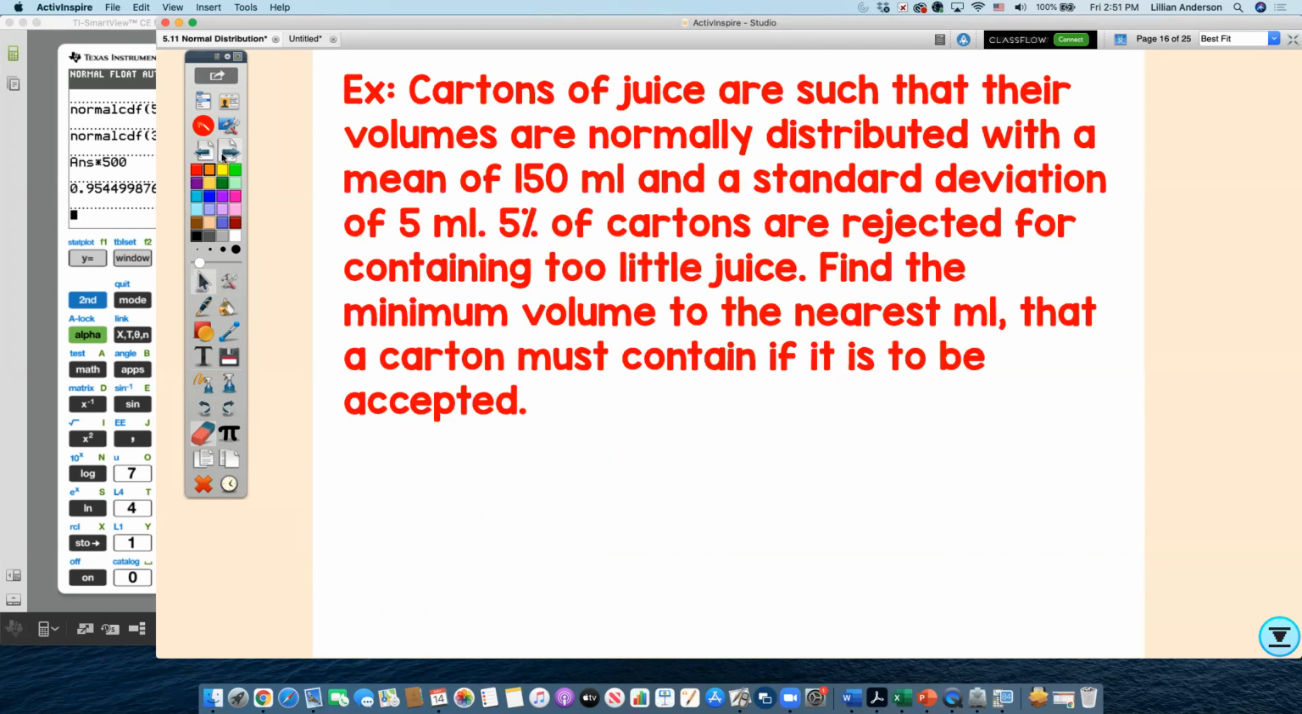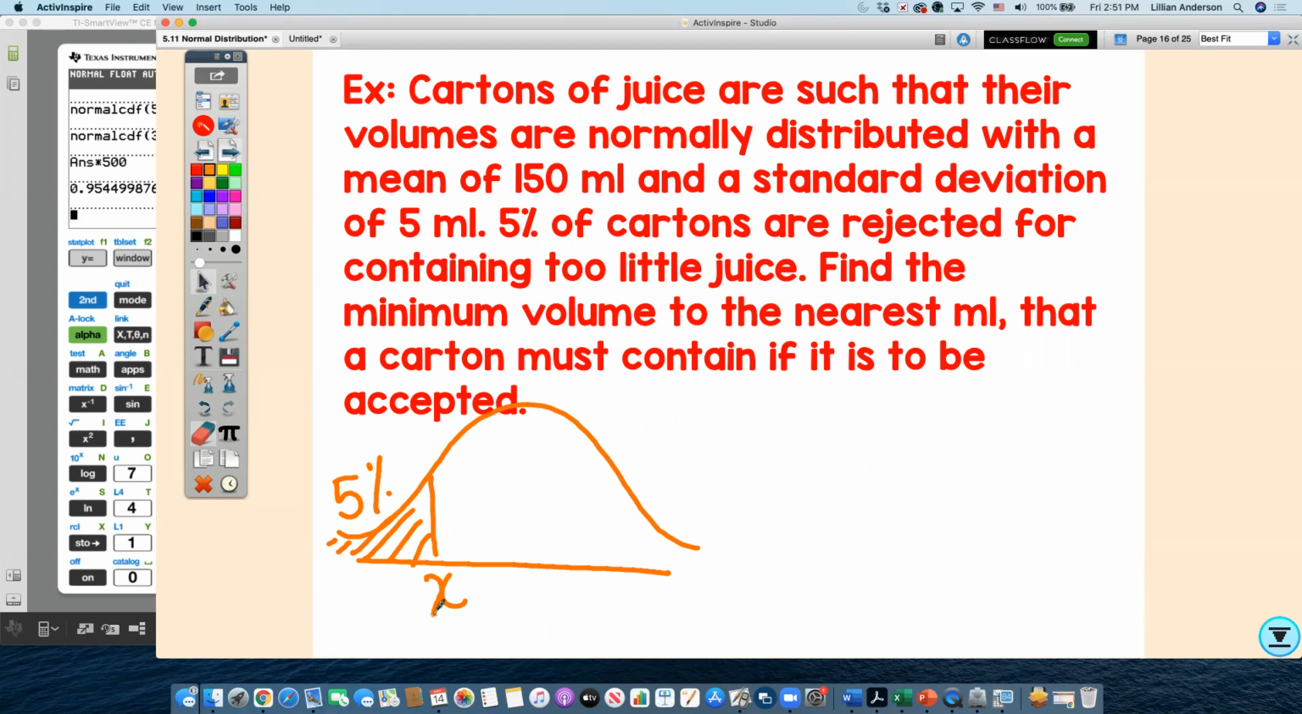Okay? Do I actually use that example? Yes. So I did skip over one example to give it back to the juice example, but let's do this. It's rejected for containing too little bit of juice. I know that when it's 5% or less, I reject. So I need to figure out that value. It says that my mean is 150 and my standard deviation is 5.